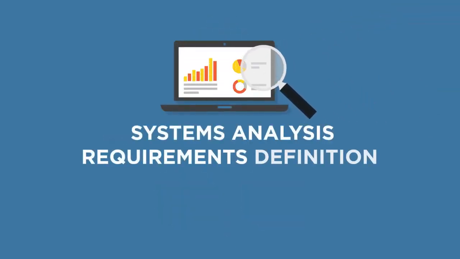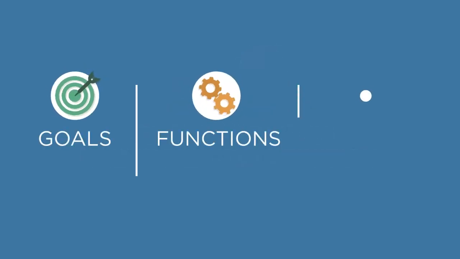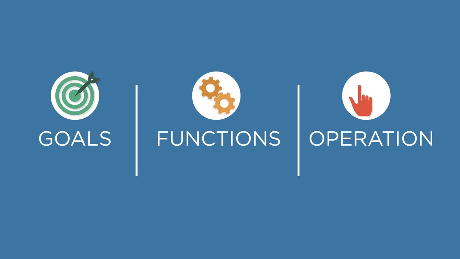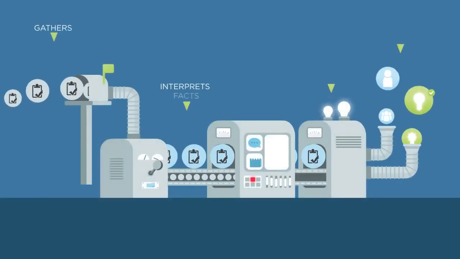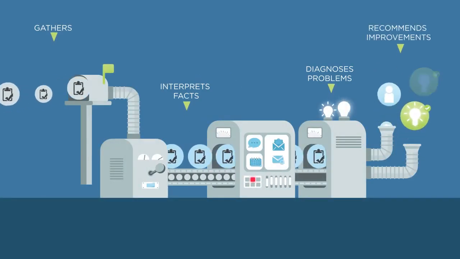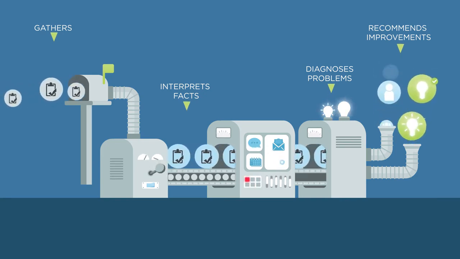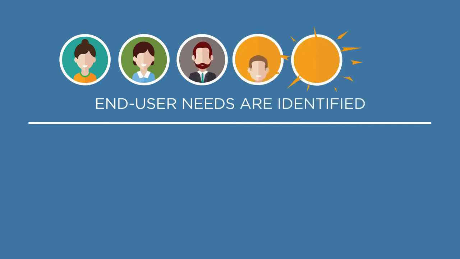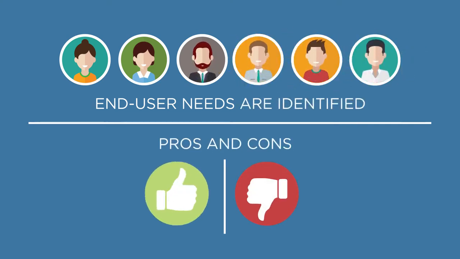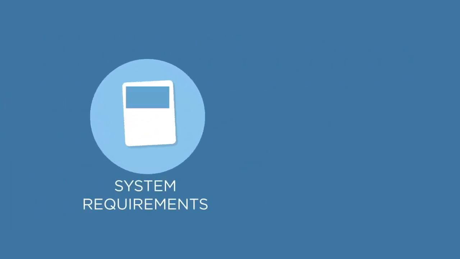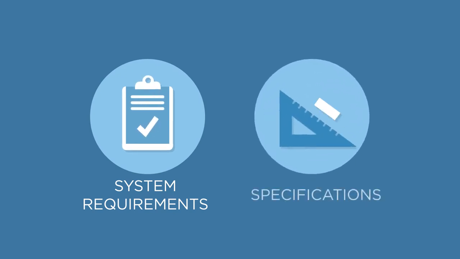Number 2. Systems Analysis Requirements Definition. In this phase of the project, the goals and functions and operation of the intended application are identified. This process gathers and interprets facts, diagnoses problems, and recommends needed improvements. Additionally, end-user needs are identified. The pros and cons of the current system are explained, system requirements are stated, and the specifications, the specific technical functionality, of the needed system are described.